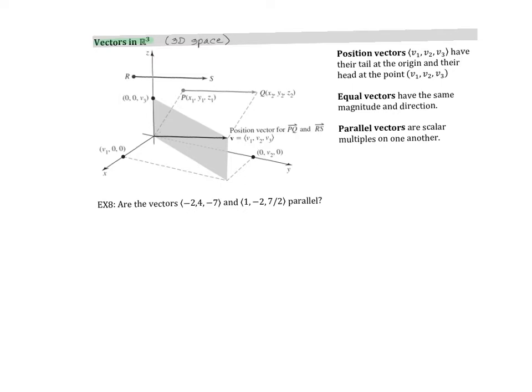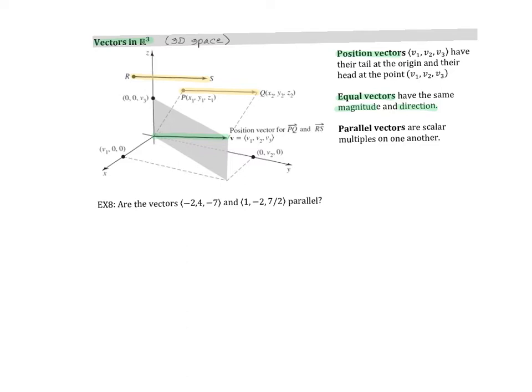In this diagram we have some vectors. We have our position vector, so that would be with tail at the origin. And we have some other vectors in here, such as PQ and RS. Those would be vectors that are equal to our vector PQ because they have the same magnitude or length and they're going in the same direction.